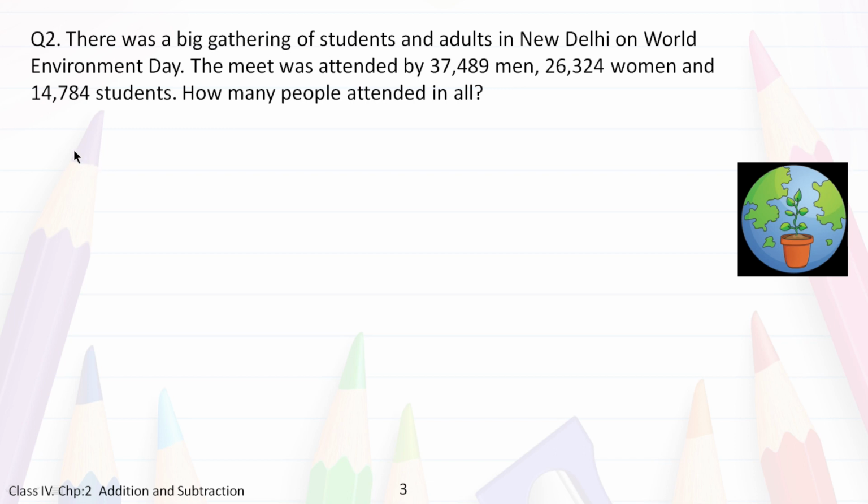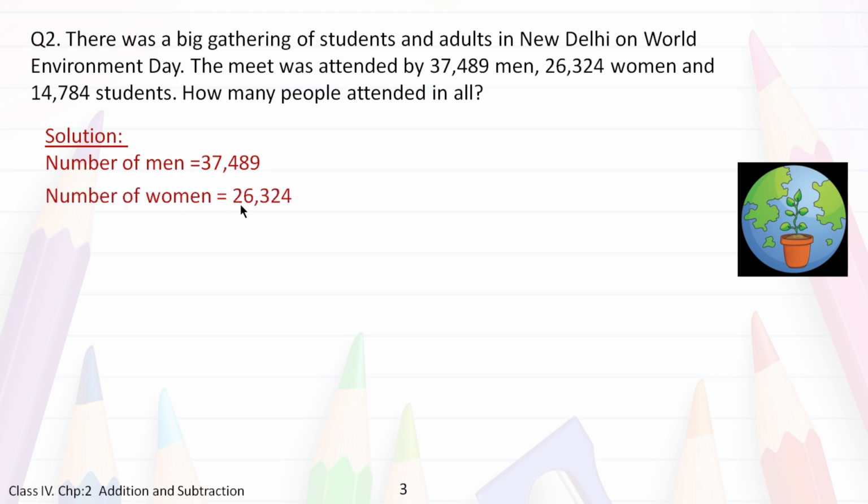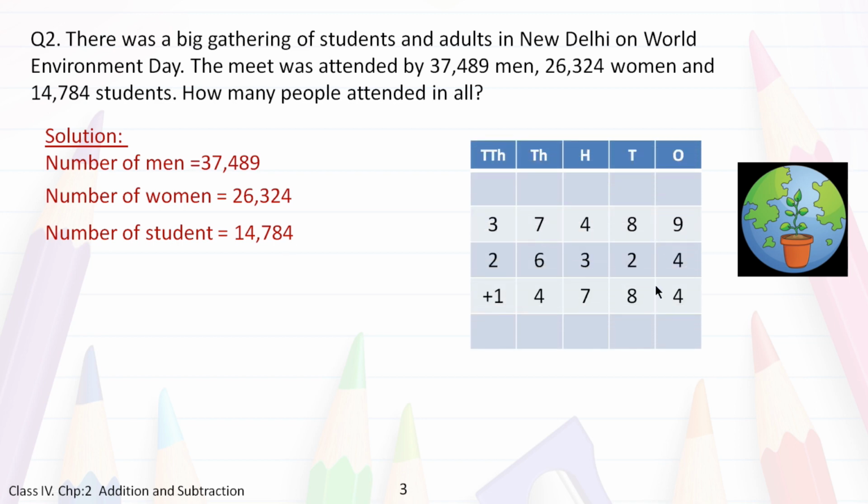Okay, starting with the solution, we will have number of men which are 37,489, number of women which are 26,324, number of students are 14,784. So in all you will have addition. Place value chart, and there are three numbers, so likewise place it one below the other very carefully. Okay. Now starting the addition from the extreme right, 9 plus 4 plus 4 will give me 17. 1 plus 8 plus 2 plus 8 will give me 19. 1 plus 4 plus 3 plus 7 will give me 15.